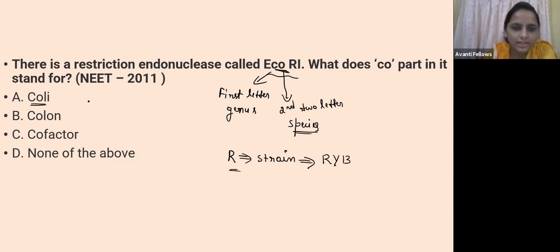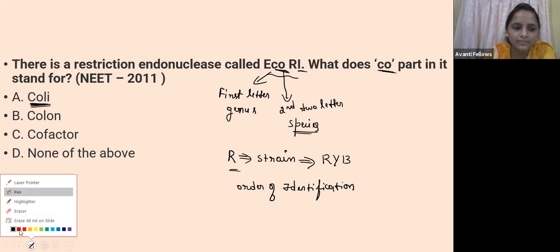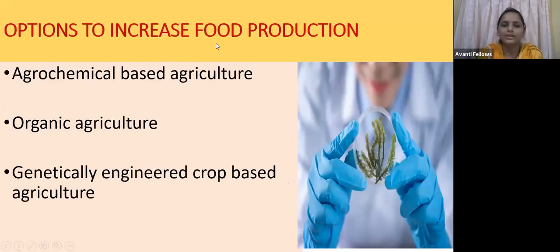Then the numeral one stands for the order of identification. So that's why CO means coli here. Okay, guys, did you understand this? Tell me if you understood this. Okay, Shivani. So the correct answer is coli.